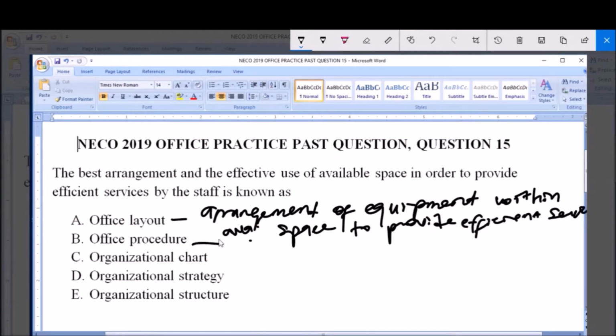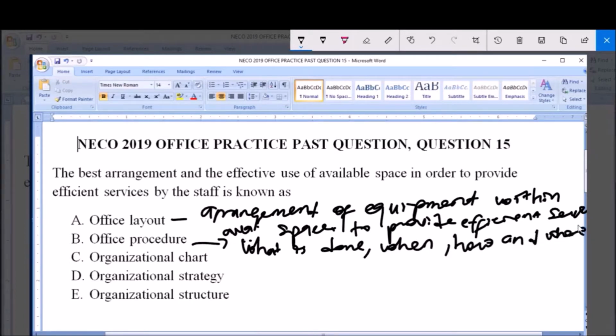Now B says office procedure. Office procedure simply refers to the sequence in which certain operations are carried out in an organization. It lists what is done, when, how, and where it is done in the organization.